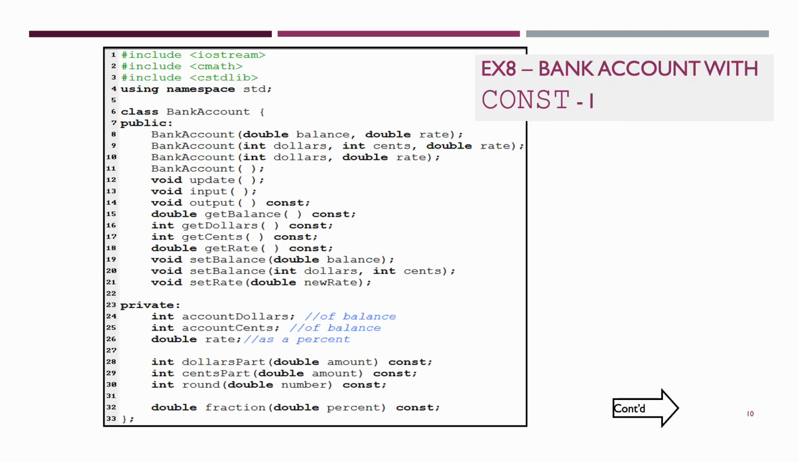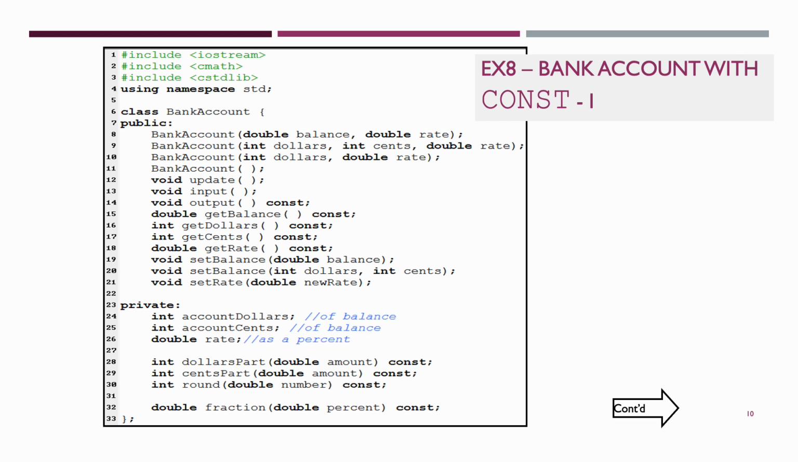Okay, so now in this slide we examine a bank account class with a focus on constant correctness. This class models a simple bank account where the balance is represented by both dollars and cents and an interest rate is applied. Let's dive into the details.